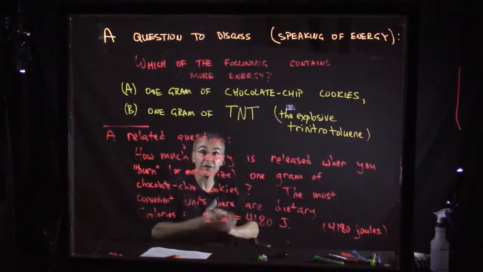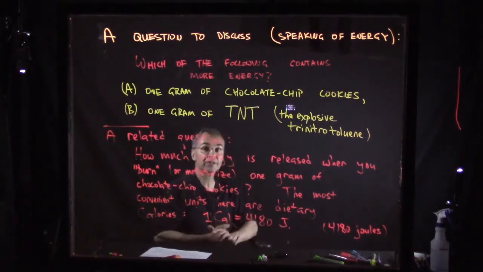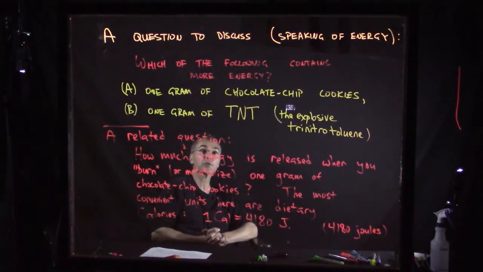So you'd say, well, TNT is an explosive. It must contain a huge amount of energy. Chocolate chip cookies are a snack. Why would a snack contain a huge amount of energy? But it actually turns out, as Richard Muller will tell you, and I guess we'll briefly look at a table in a moment, that a gram of chocolate chip cookies contains more energy than a gram of TNT.